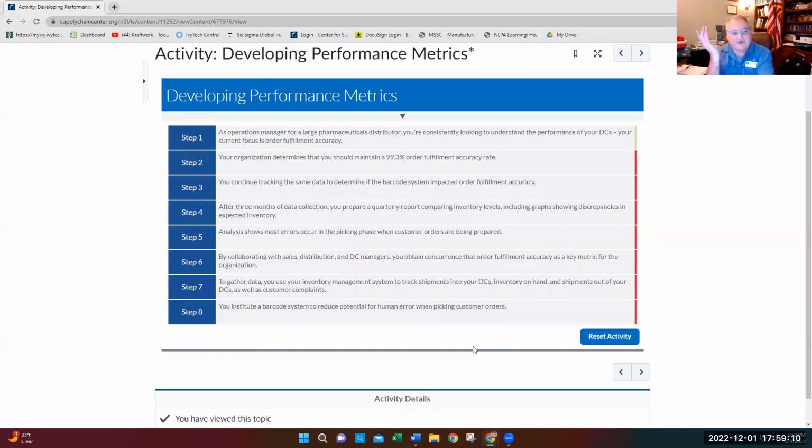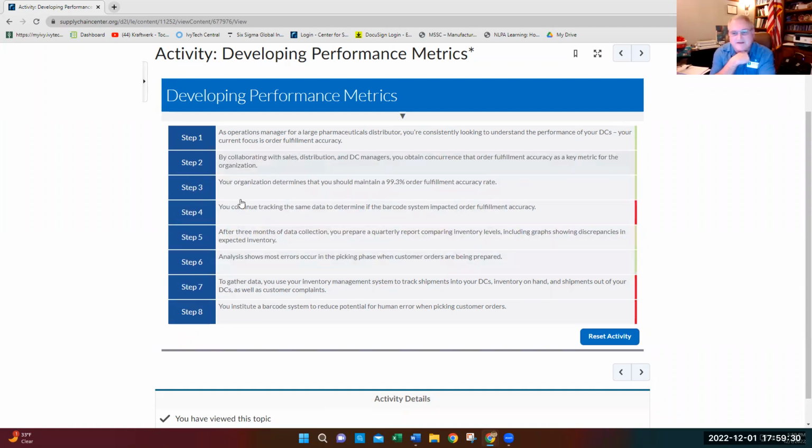You want to try one just to see if it turns green? Somebody give me a step that I could drag up there to 2. Which one is it in front of? Collaborating with sales. Okay. So that one is number 6. Let's drag it up and see if it goes green. Yes. And by doing that, we also discovered what the third one was.